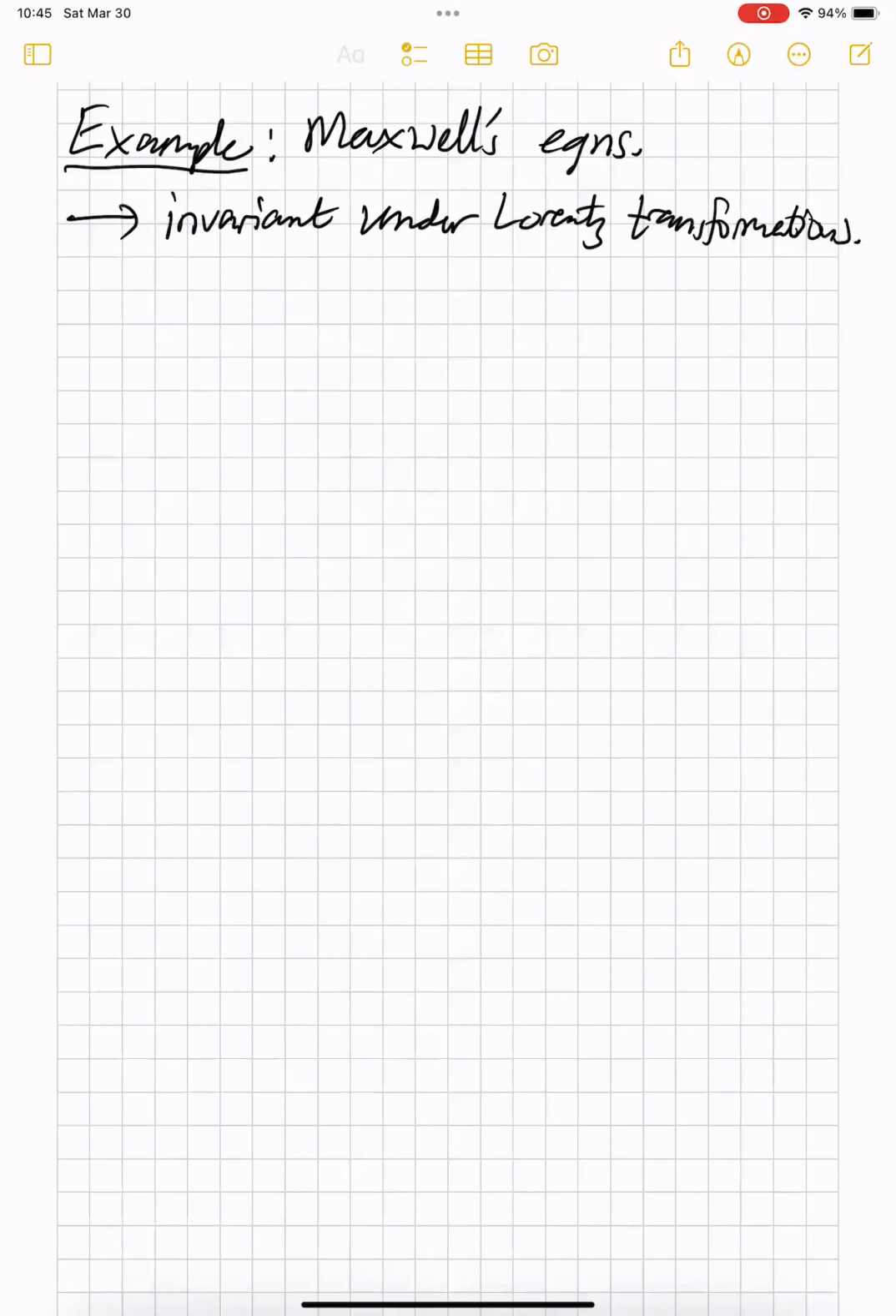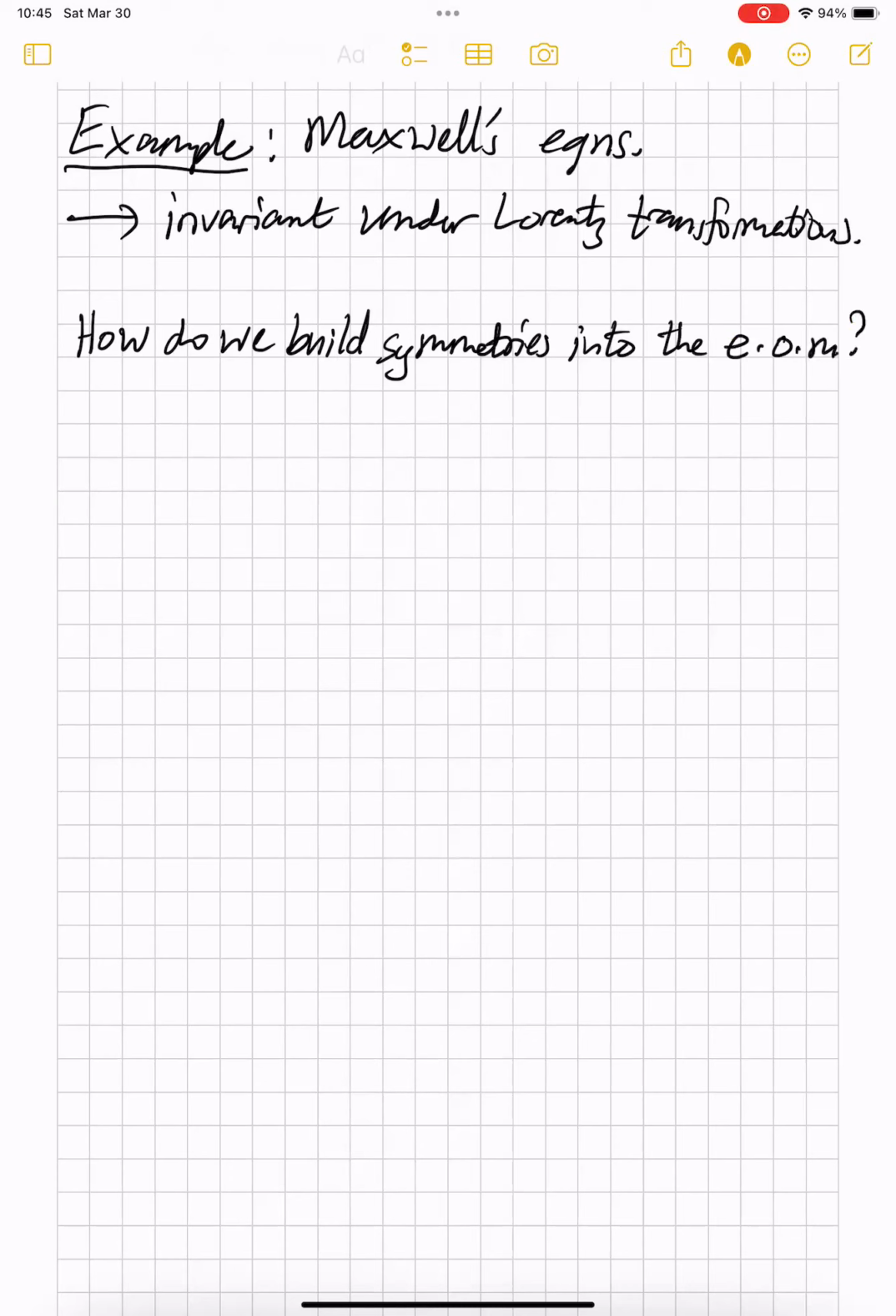Okay, so the natural question to ask now is, how do we build symmetries into the laws of nature, or equivalently, into the equations of motion? So how do we build symmetries into the equations of motion? You might tell me you think that nature is Lorentz invariant. Well, how do I build Lorentz invariant equations of motion?